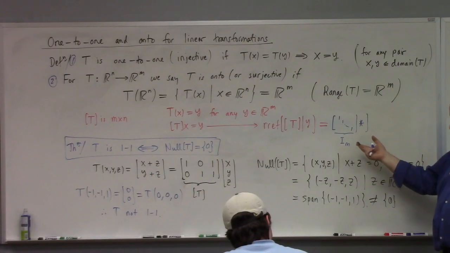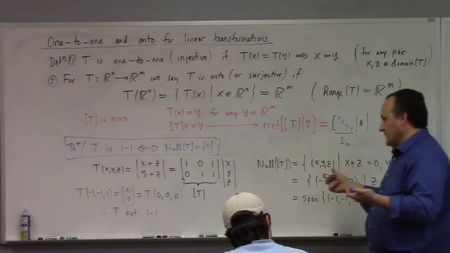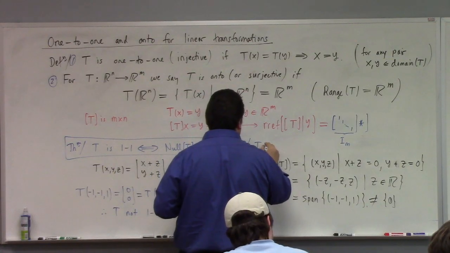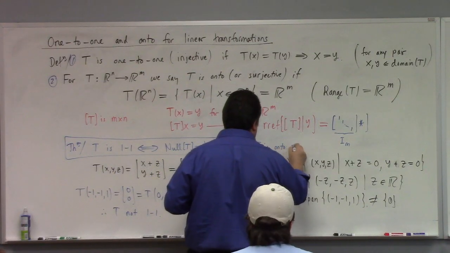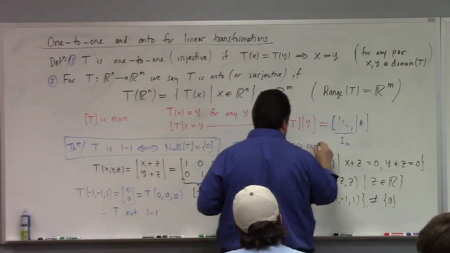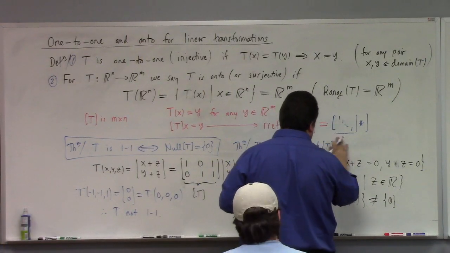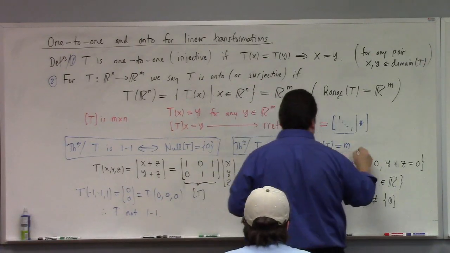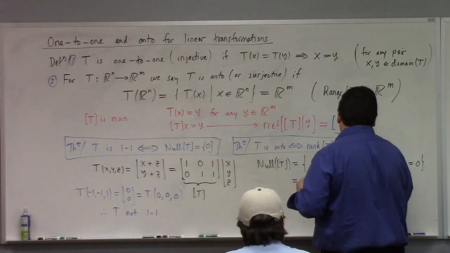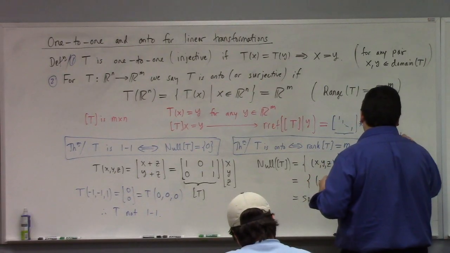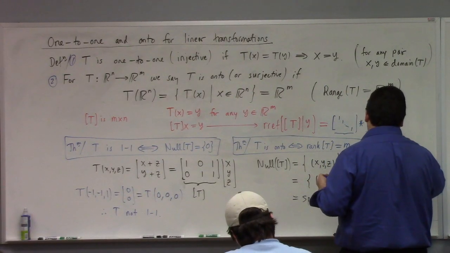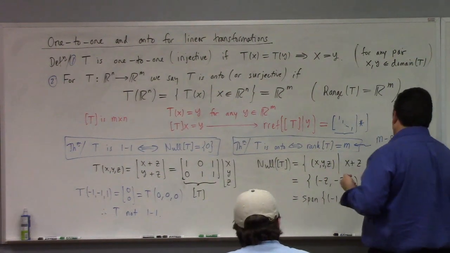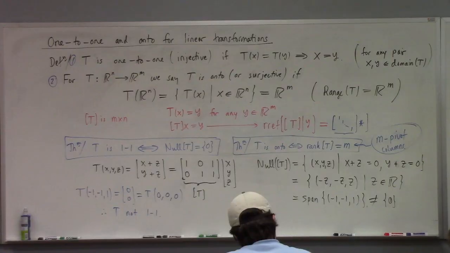We simply need that. In short, the theorem is: T is onto if and only if the rank of the standard matrix of T is equal to m. That is another way of saying we have m pivot columns, right? m pivot columns.